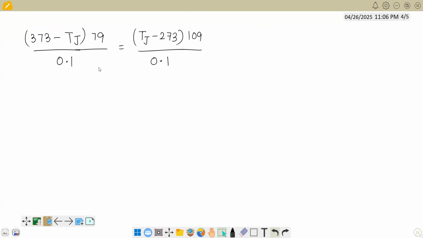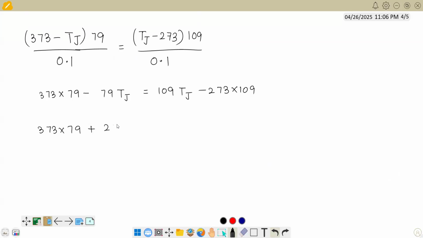Most of the time in these questions, length also could be equal for convenience. So if I cancel these two, I'll get 373 into 79 minus 79 into junction temperature equals 109 into T junction minus 273 into 109. Bring this term to this side. So 373 into 79 plus 273 into 109 equals 79 plus 109 into junction temperature.